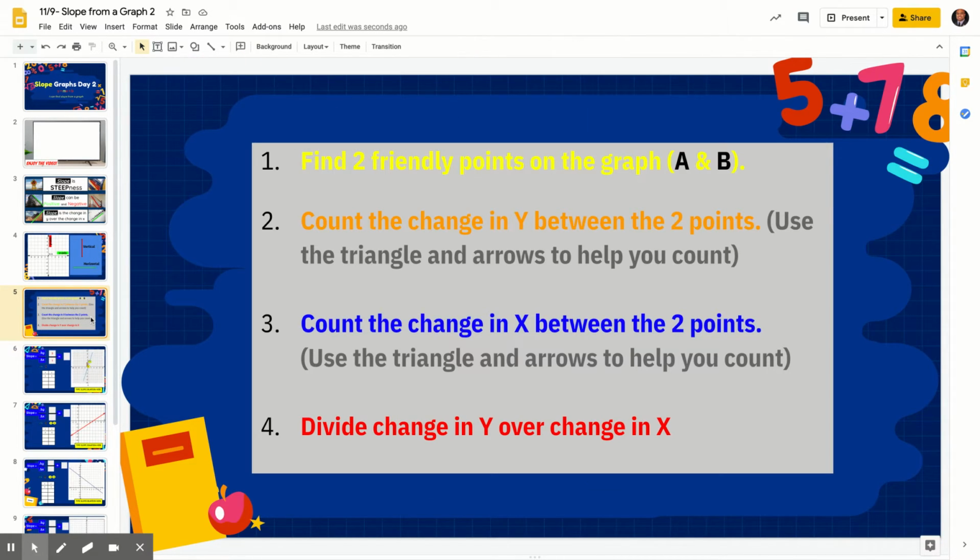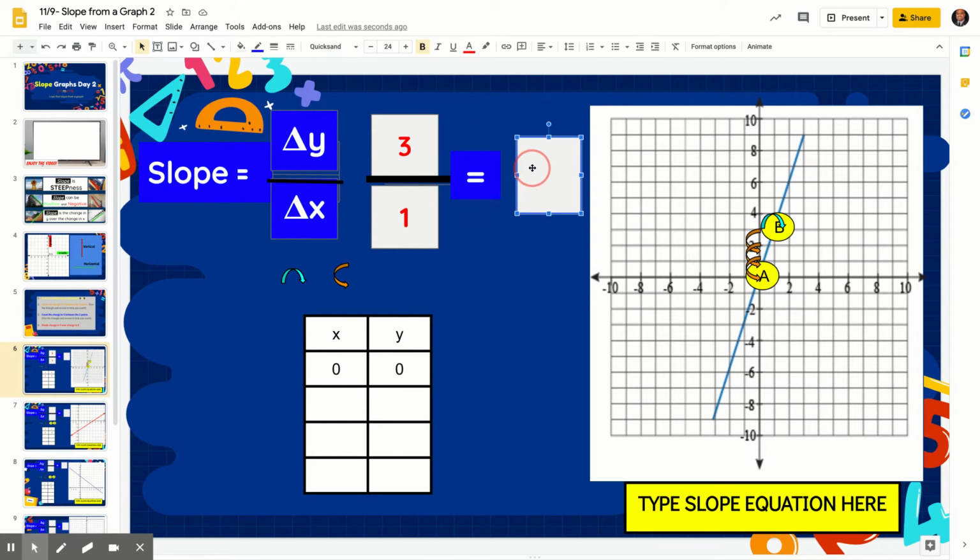Again, looking at our steps, we found our 2 friendly points, the change in y, and the change in x. Now we need to divide that change. 3 divided by 1 is 3. Now we need to fill out our slope table because we have our slope. If our change in y is 3, then we just add 3 every time to our y. 0 plus 3 is 3, 3 plus 3 is 6, and 6 plus 3 is 9.